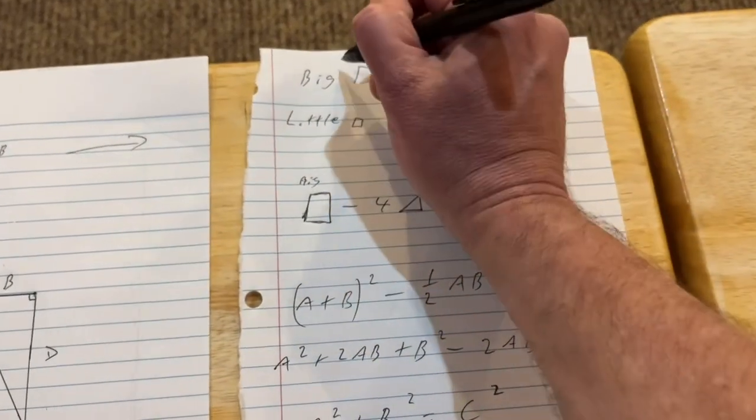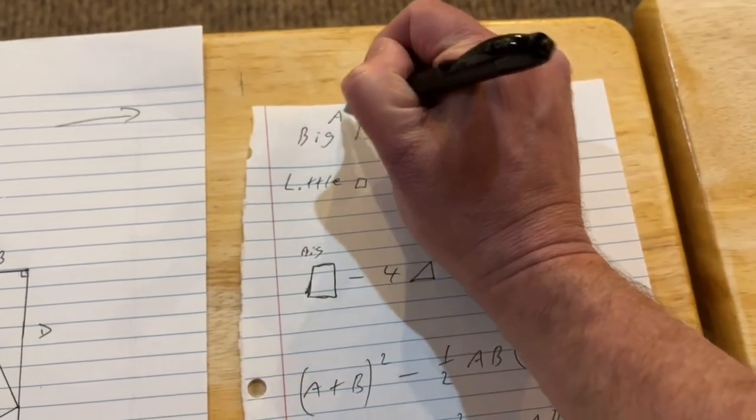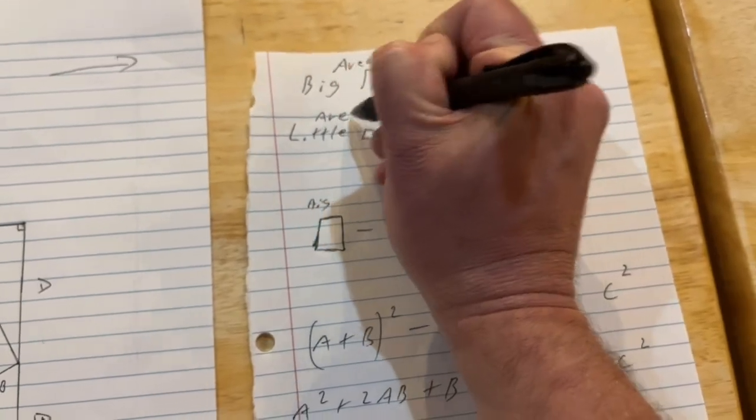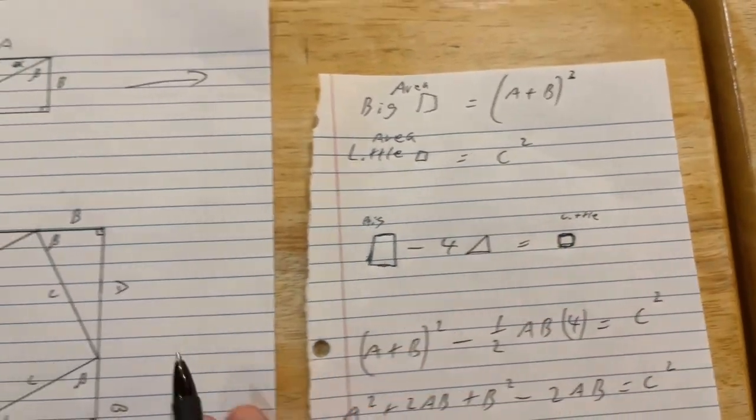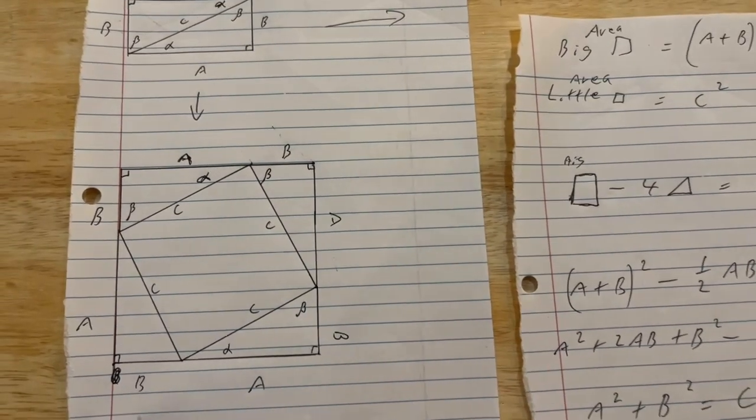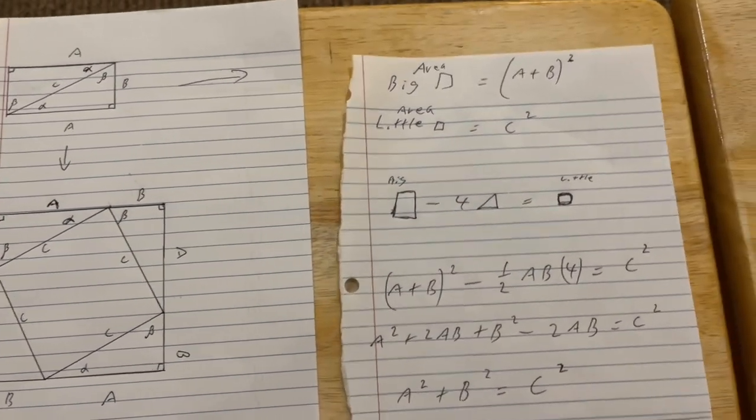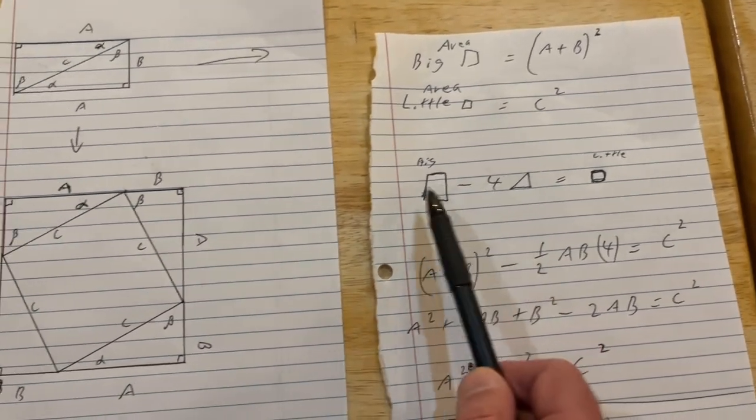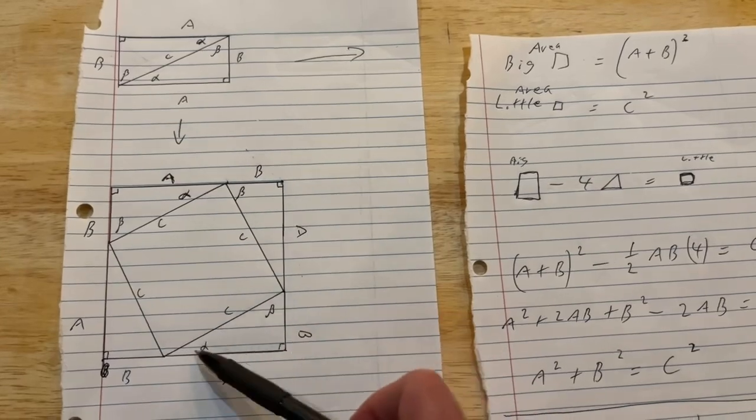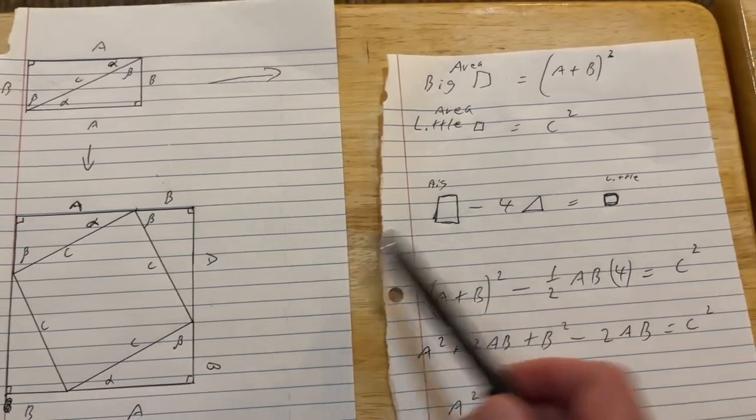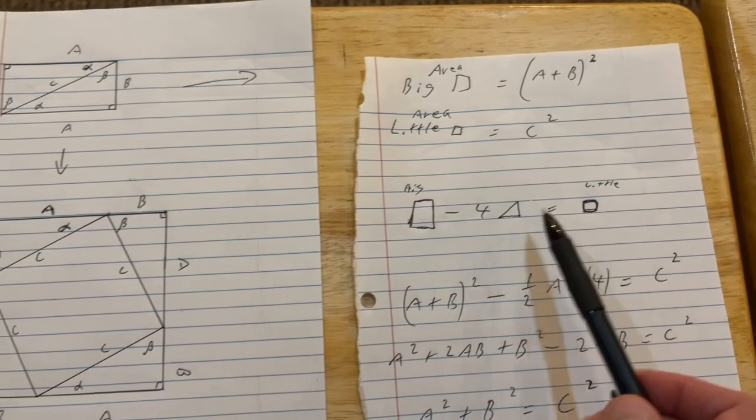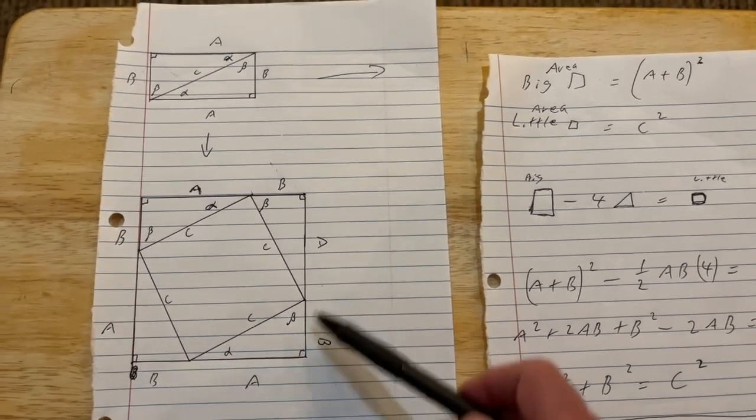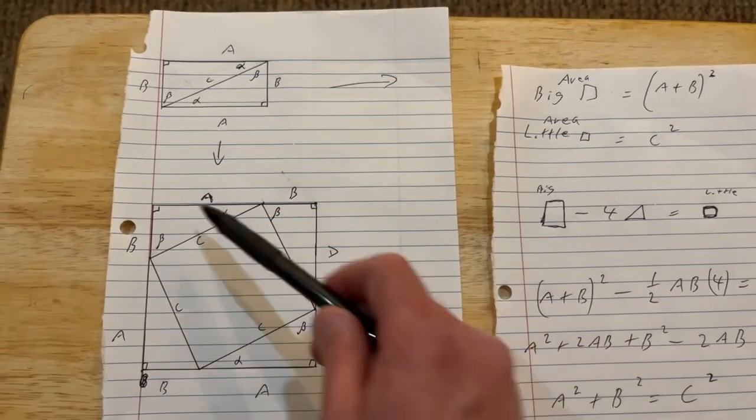I guess I should have written area here. Area right there. The area of the little square is going to equal c squared. C times c. Now we're going to use our official math notation here. The big square minus the area of the big square, which is this whole thing, minus the area of these little triangles, times 4, because there's 4 of them, will give you the area of this little square. Because notice the only thing between the big square and the little square is 4 triangles.